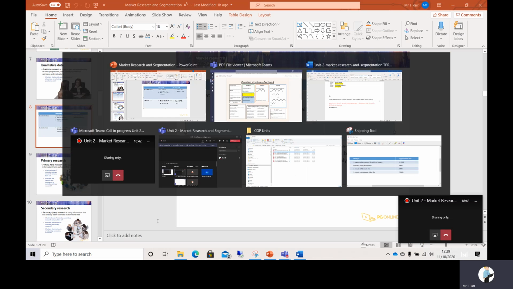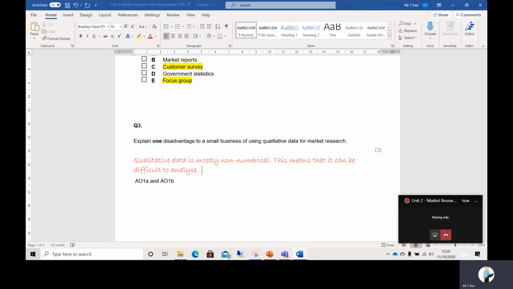What does it mean if we can't analyze it? Well, state the obvious. This means that it may be difficult to make business decisions based on this data. Haven't specified what decisions they are. That's it. That's 3 marks.